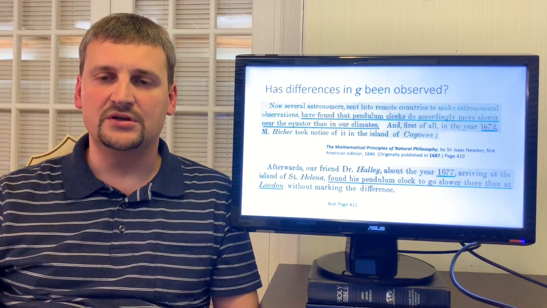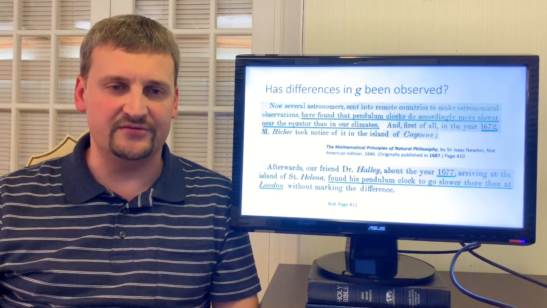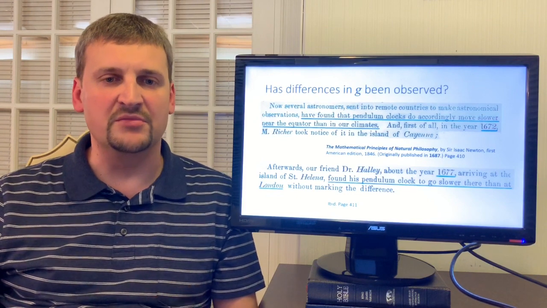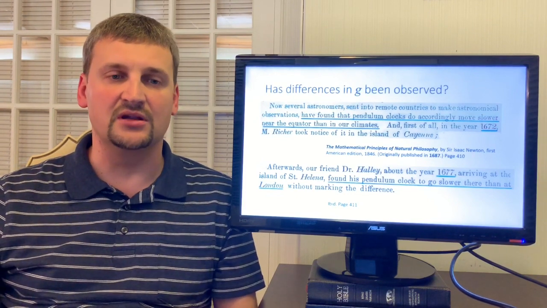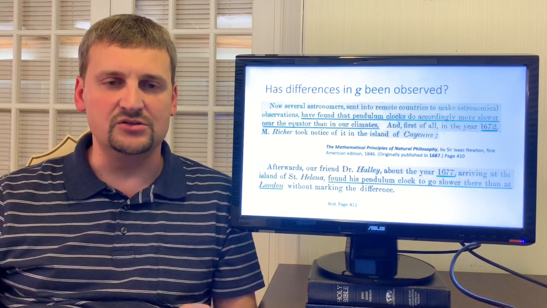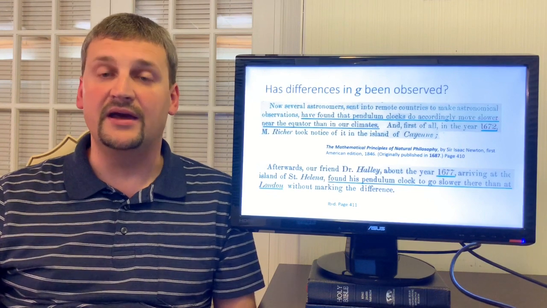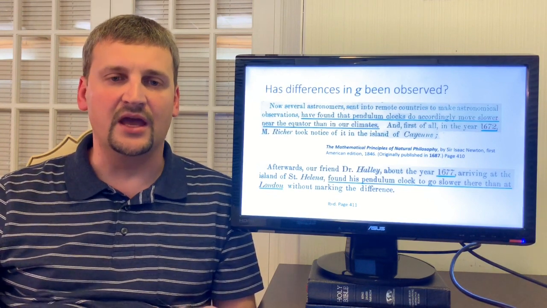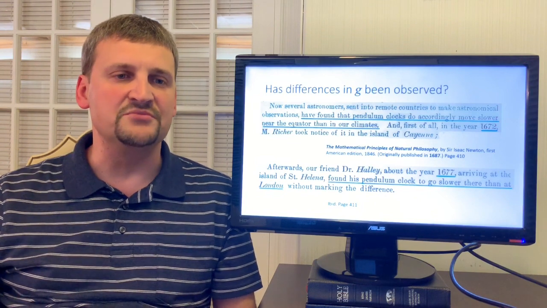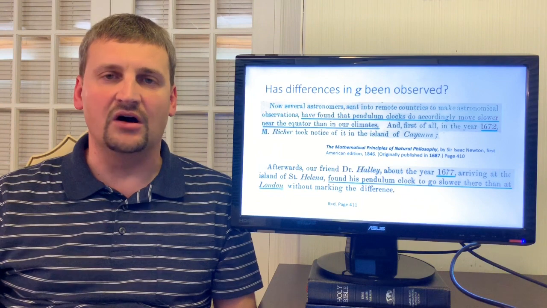For example, Sir Isaac Newton wrote in 1687, "Now several astronomers sent into remote countries to make astronomical observations have found that pendulum clocks do accordingly move slower near the equator than in our climates. And first of all, in the year 1672, Monsieur Richer took notice of it in the island of Cayenne."